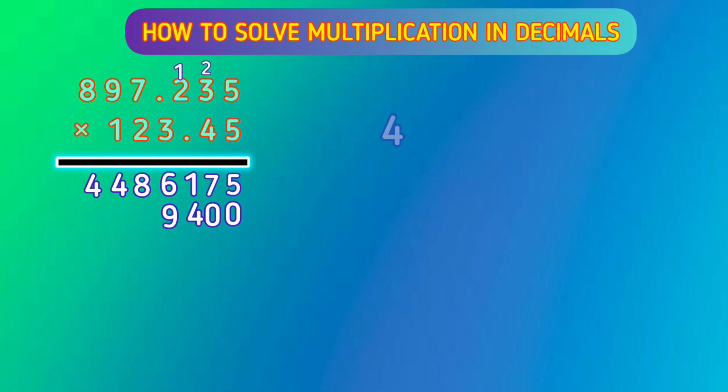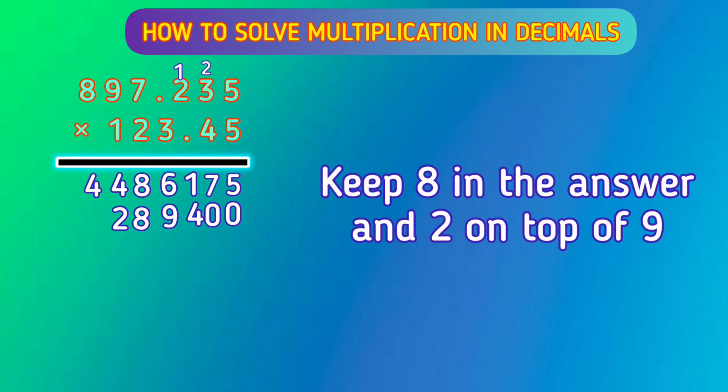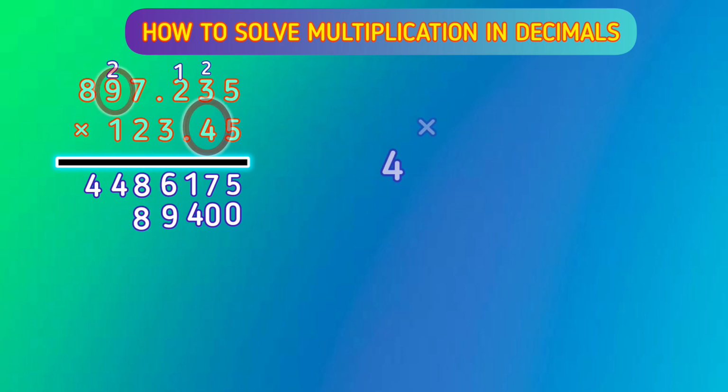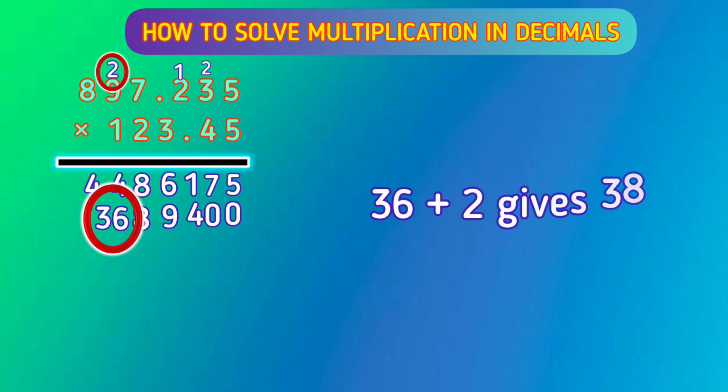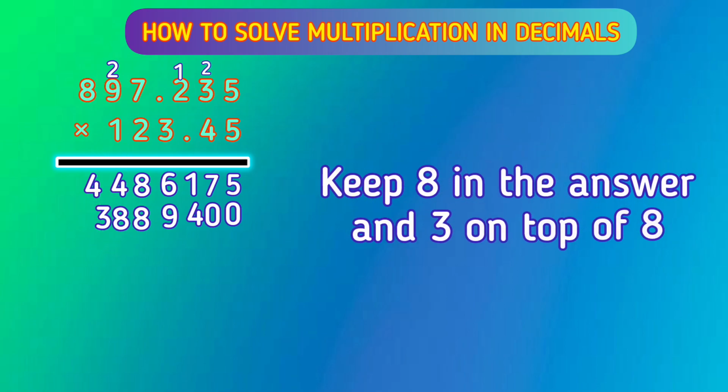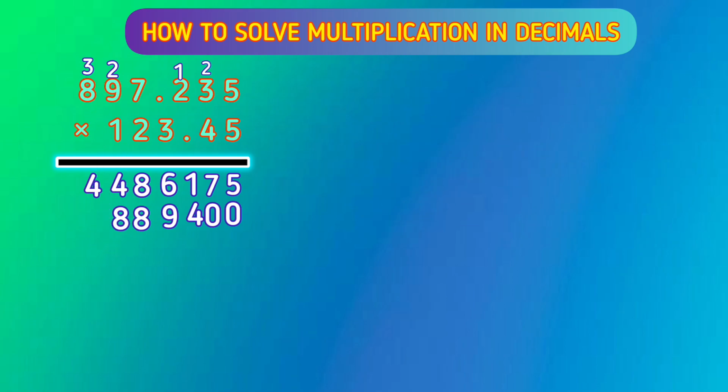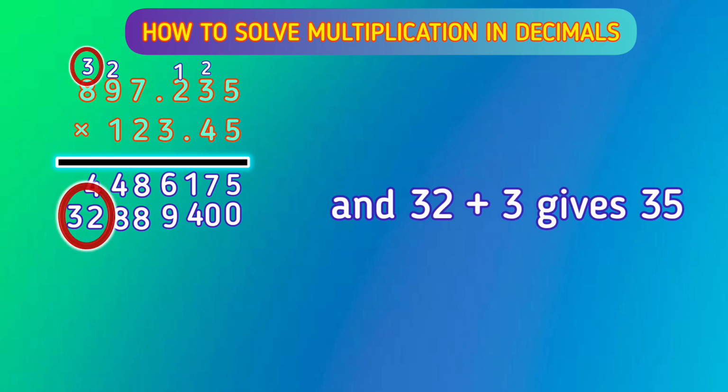Ignore the decimal point. 4 into 7 gives 20. Keep 8 in the answer and 2 on top of 9. 4 into 9 gives 36. 36 plus 2 gives 38. Keep 8 in the answer and 3 on top of 8. 4 into 8 gives 32 and 32 plus 3 gives 35.